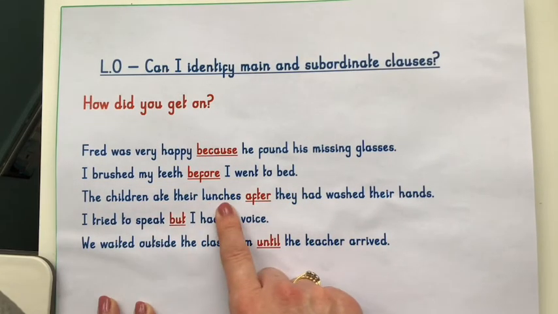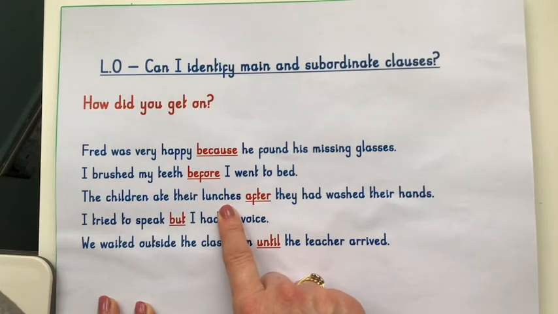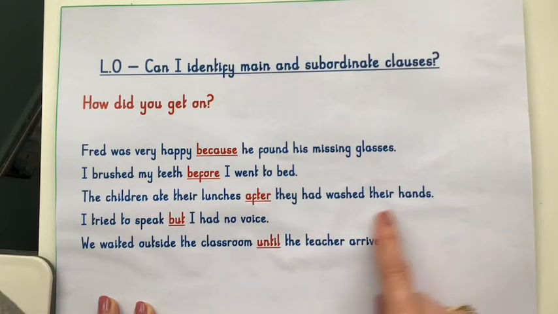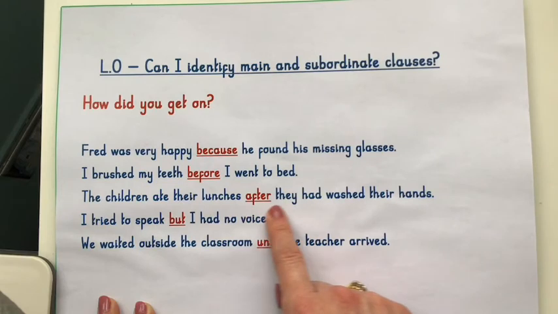The children ate their lunches. The children ate their lunches is a main clause. It would make sense on its own. The subordinate clause is after they had washed their hands. That, again, is giving more information about when it happened.